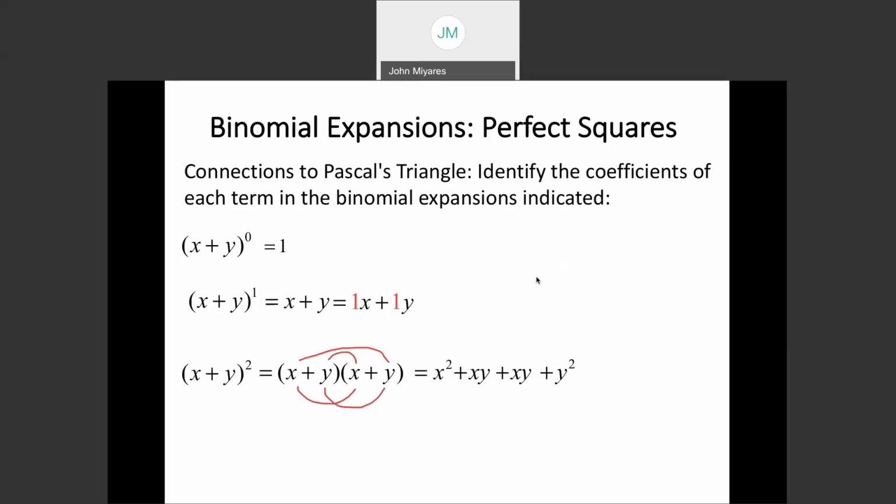We can then combine the two middle terms because we call them like terms, and this will reduce to x squared plus 2xy plus y squared. Looking at the coefficients, you're going to get 1x squared plus 2xy plus 1y squared. So your coefficients are going to be 1, 2, and 1.